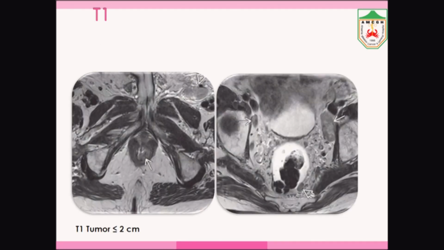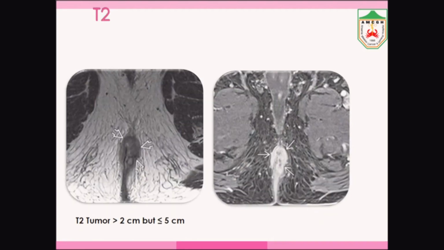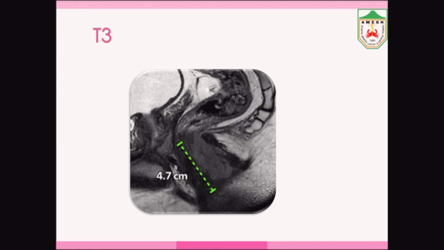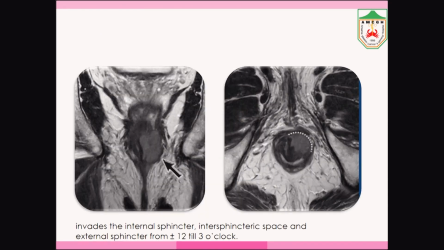Now this is a T1 lesion, which appears as less than 2 centimeter, so it is categorized as T1. This is a T2 tumor, which is more than 2 and less than 5 centimeter, so it is categorized as a T2 lesion. Now this is more than 5 centimeter, and this is categorized as T3. Sorry, and a T4 lesion is any size, but it invades the adjacent organs.